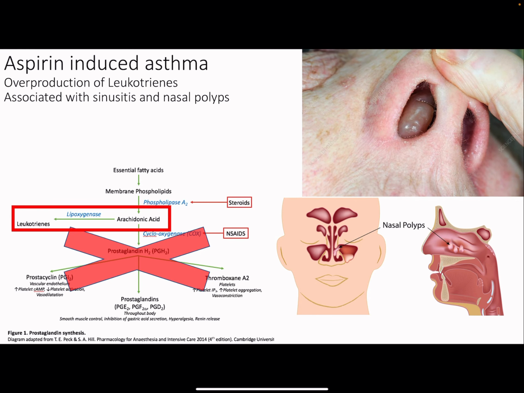Aspirin can also, in some cases, induce asthma. If you think about the arachidonic acid pathway, this arachidonic phospholipid can be converted by COX into prostaglandins and thromboxane. But if you take aspirin, it inhibits this, which means that all of the arachidonic acid is now going to be shuttled over to this alternative pathway, leukotrienes. Leukotrienes are going to facilitate proliferation of tissue in the upper respiratory epithelium in the nose, and it is going to cause potentially nasal polyps to develop, extra mucus, sinusitis, things like that.